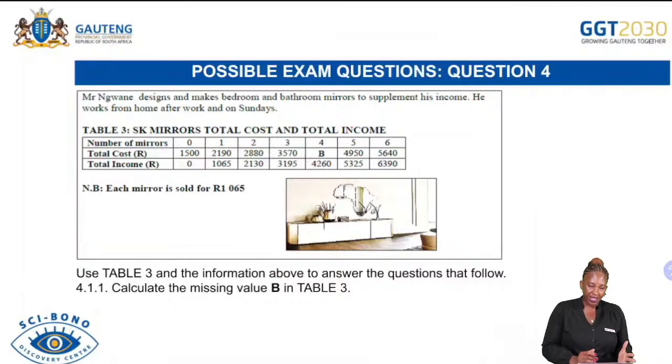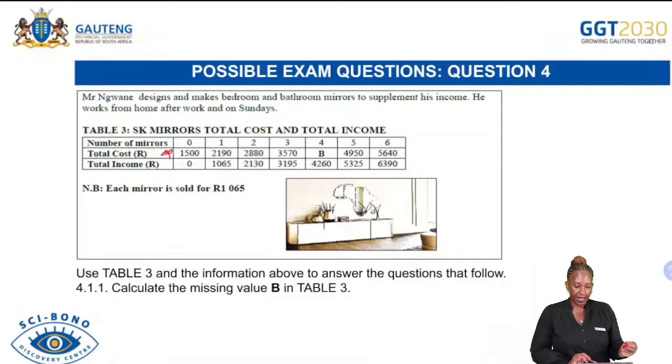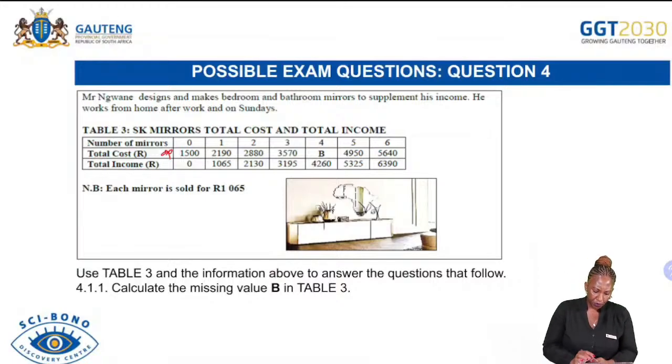Simple. This one, it's exactly the same as the one that you have just done. Here we have to calculate what? The cost B. Now it says calculate the missing value B. And then now with this one, look at it. It starts at what? At 1,500. 0 mirrors, fixed amount, it's 1,500. And then 1 mirror. If they sold 1 mirror, or 1 mirror will cost how much?